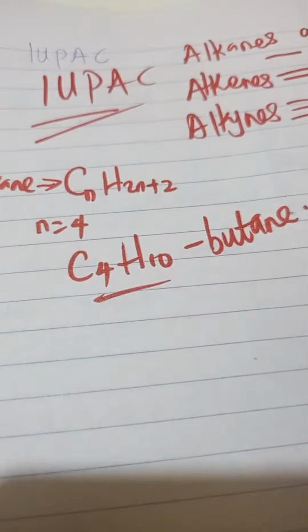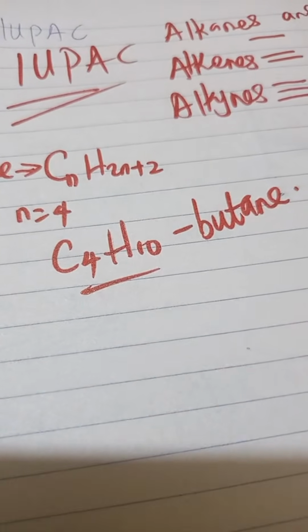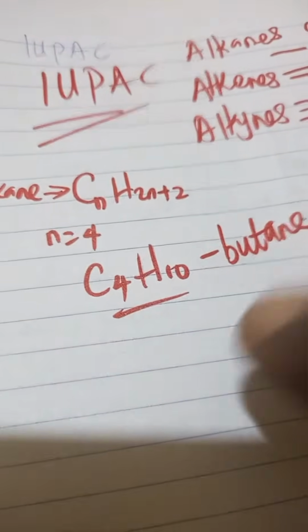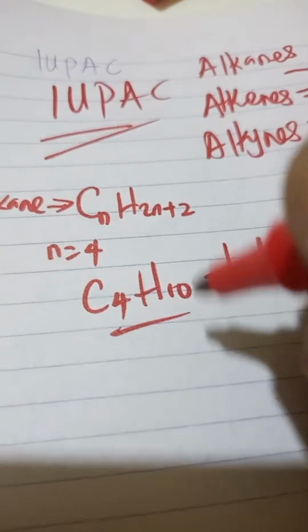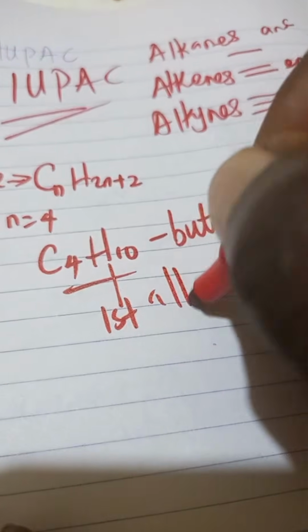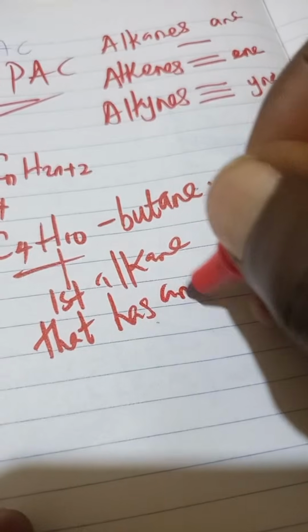Now this butane, that's 4. That's what I'm trying to do. Do I get it? So this is butane. Now this butane here is the first alkane member that has an isomer. JAMB asked about it last year.